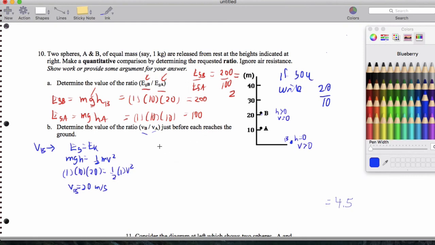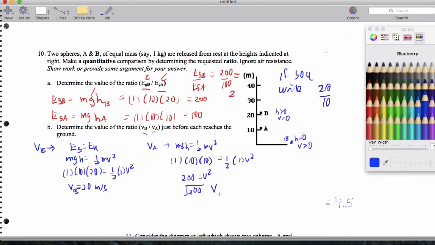And then for A, we'll do a similar calculation. It's going to be mgh equals 1/2 mv squared. But now we're going to use the height at A, which is going to be 1 times 10 times 10, instead of 20. And then we're going to have 1/2 times 1 times v squared. And here that's going to be 200 equals v squared. And this is going to be the square root of 200 right here.